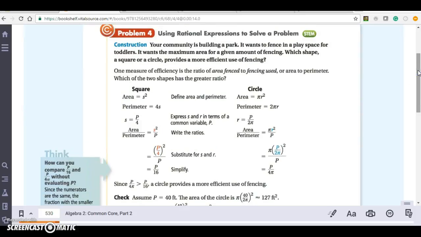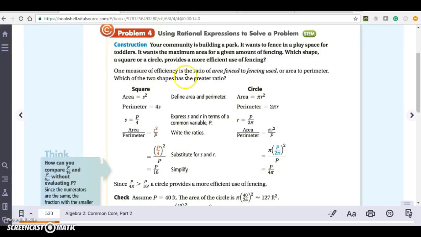Okay, let's take a look at problem 4, using rational expressions to solve a problem. In construction, your community is building a park. It wants the fence and a play space for toddlers. It wants the maximum area for a given amount of fencing. Which shape, a square or a circle, provides a more efficient use of fencing?